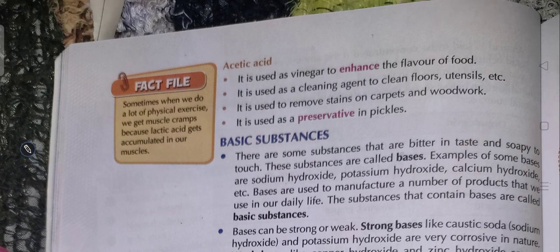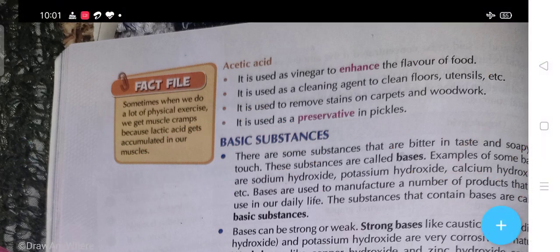Now the usage of acetic acid: it is used as vinegar to enhance the flavor of food. It is also used as a cleaning agent to clean floors and utensils. Third, it is used to remove stains on carpet and woodwork. It is used as a preservative in pickle.